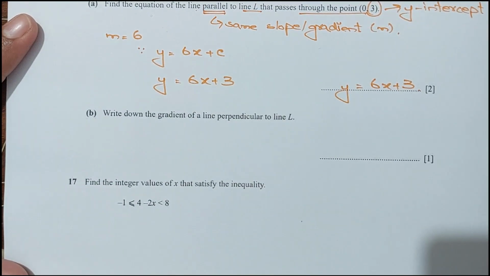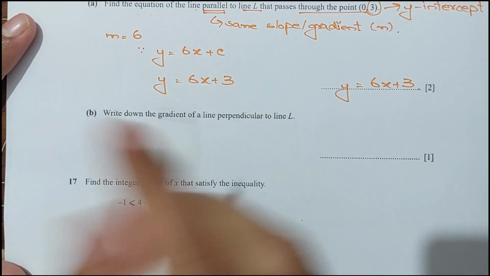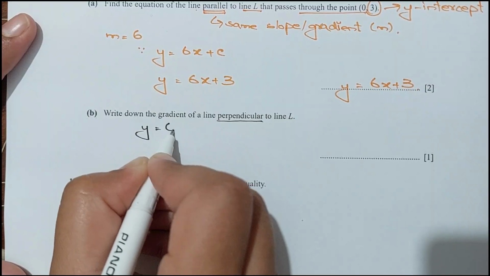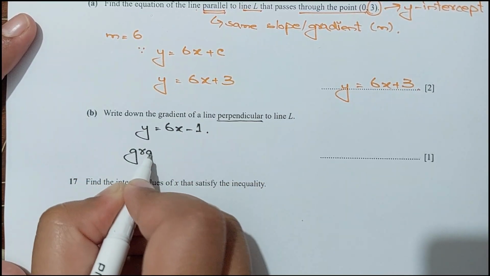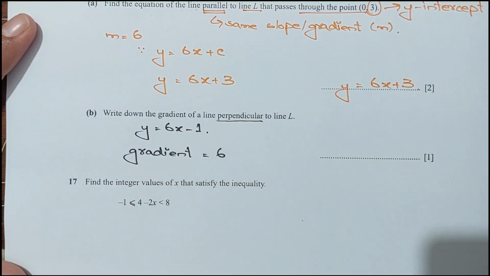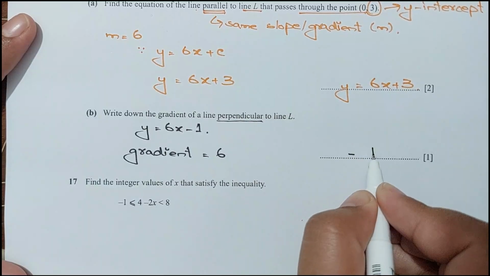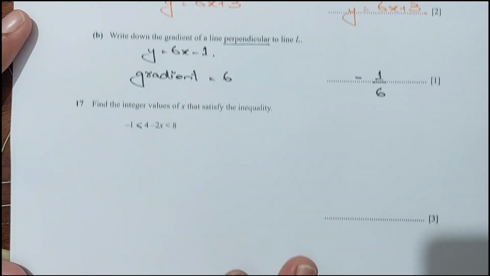Part B, write down the gradient of the line perpendicular to L. So the line L, 6x minus 1, has a gradient of 6, and the gradient of the line which is perpendicular is the negative reciprocal of 6, which is -1 by 6. Keep it in mind.